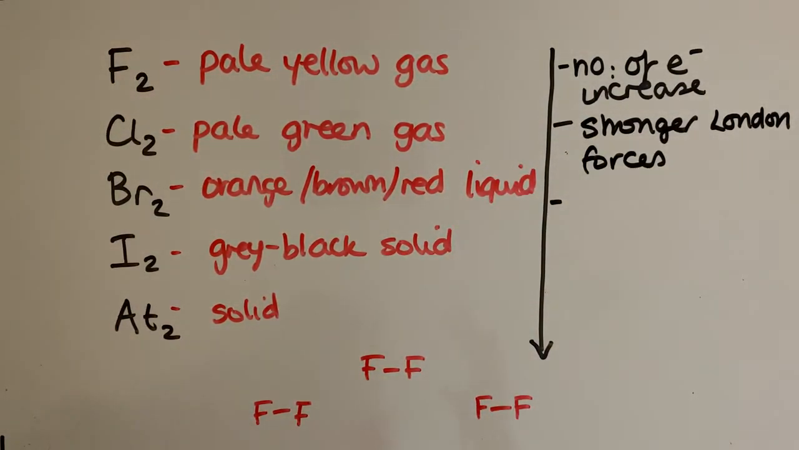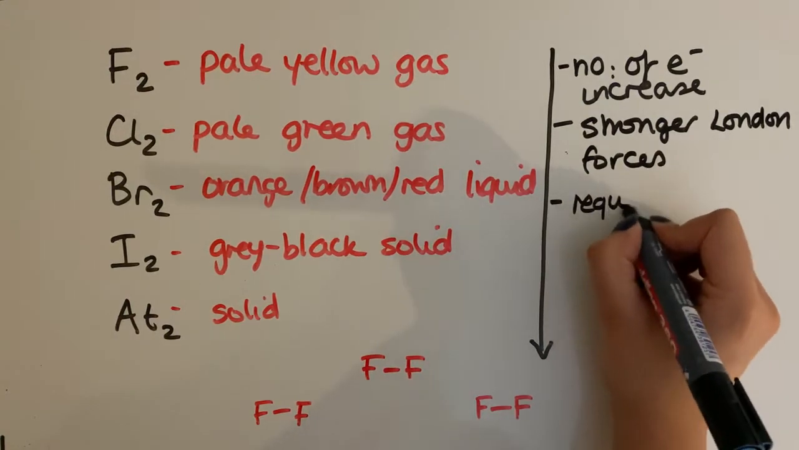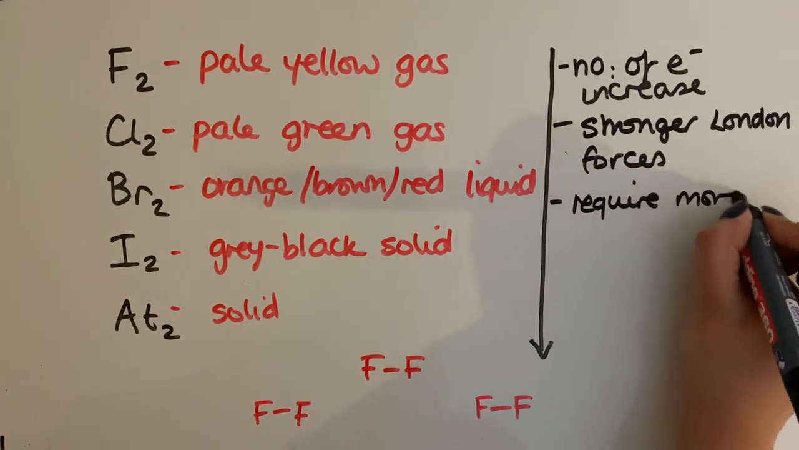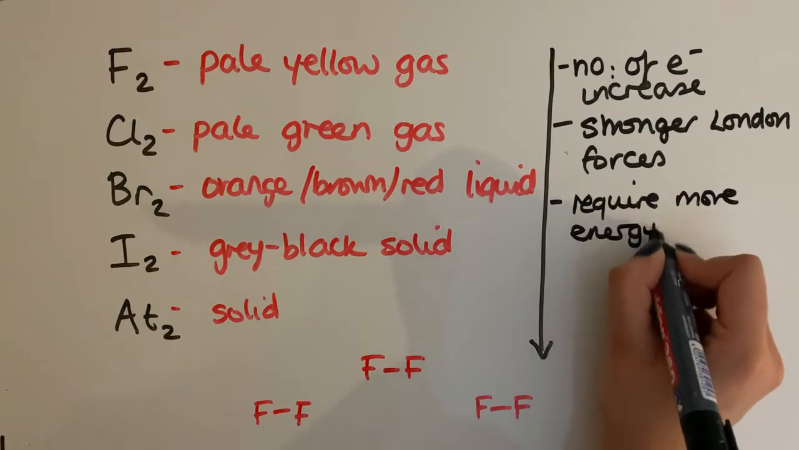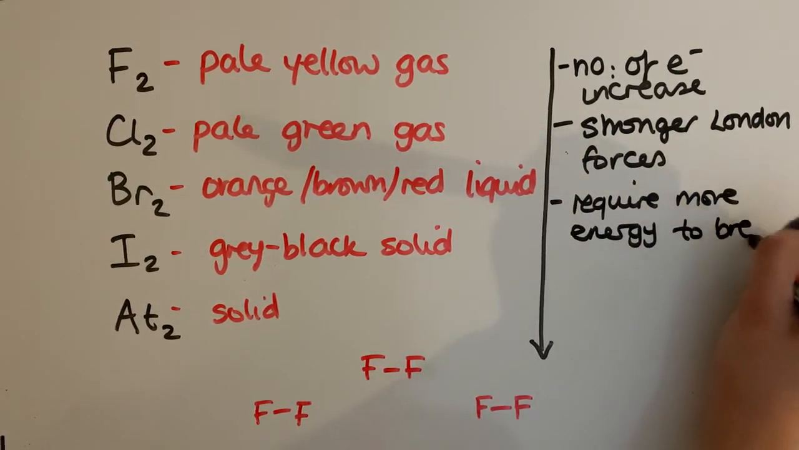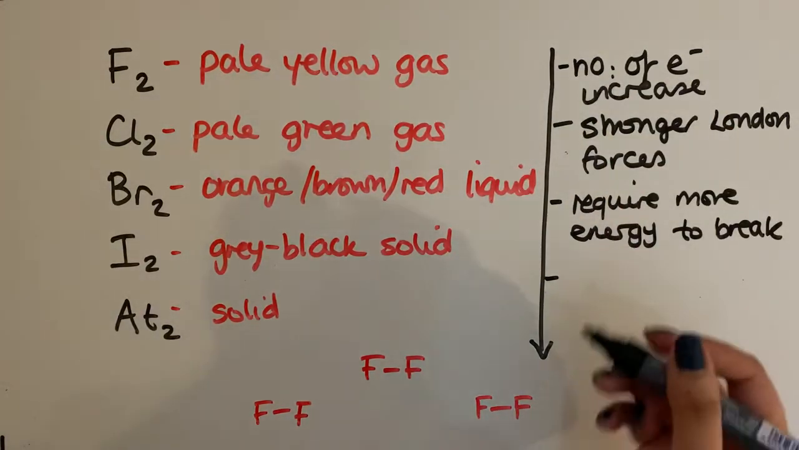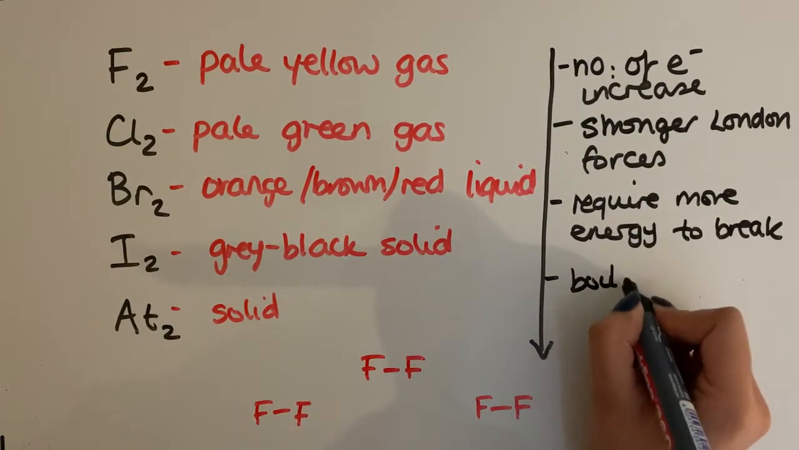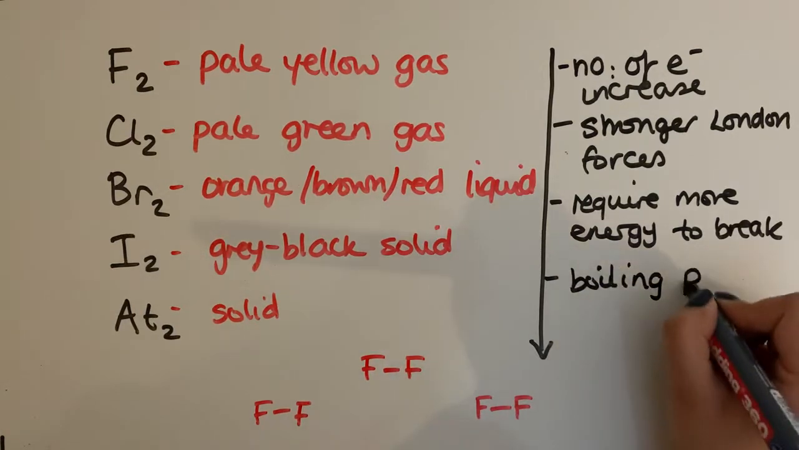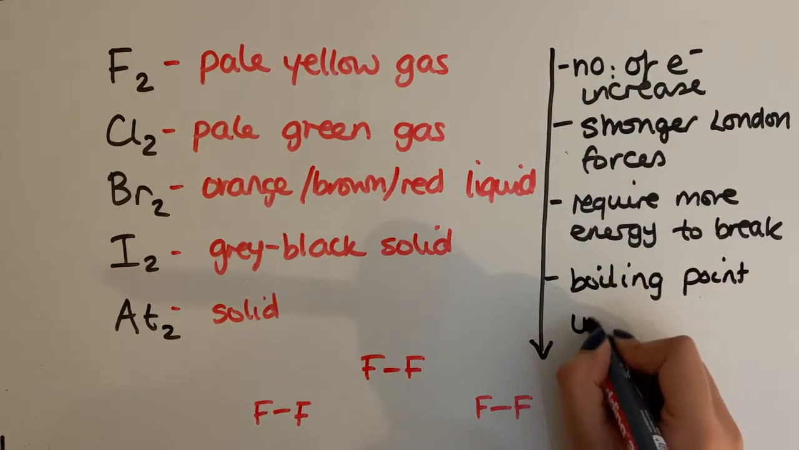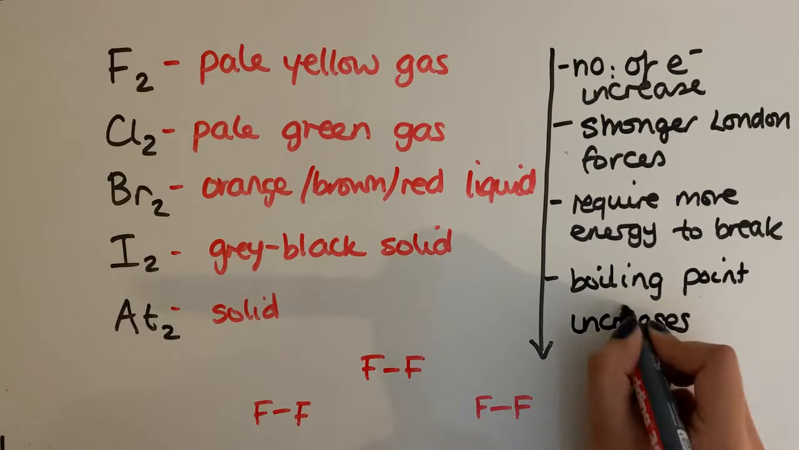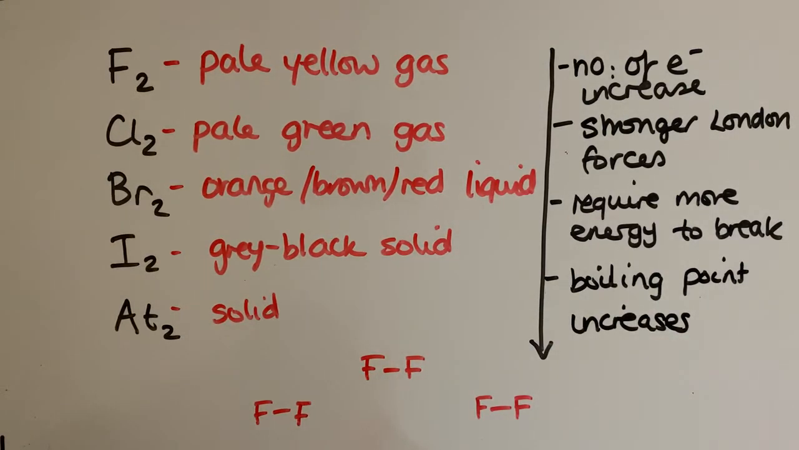And because we have stronger London forces, they require more energy to break. And because they require more energy to break, that means the boiling point has increased as we go down the group. So you need to be able to explain why the boiling point increases as we go down the group. The reason is that the London forces increase as we go down, as the number of electrons increase.